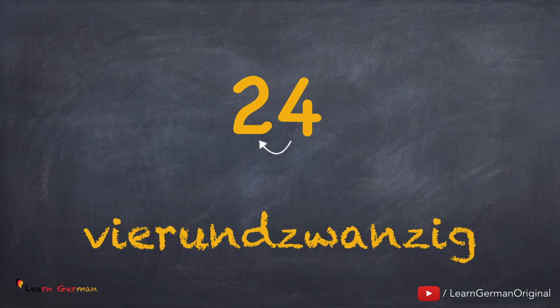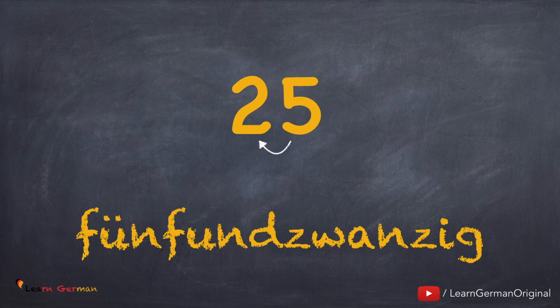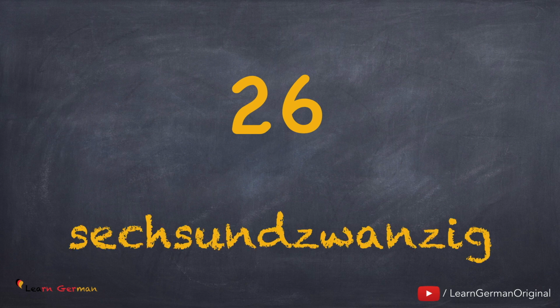24. Also, 4 plus 20, 24. Similarly, the next one. 25. Noch einmal 25. Please note that all these words are written together without a gap. The next one is 26. Noch einmal 26.